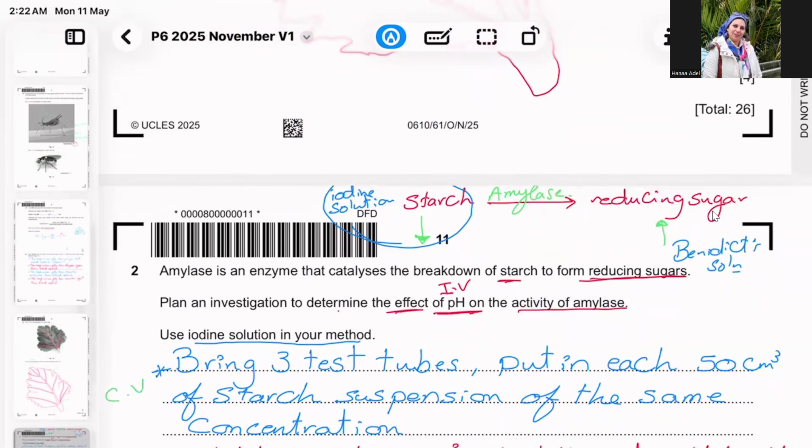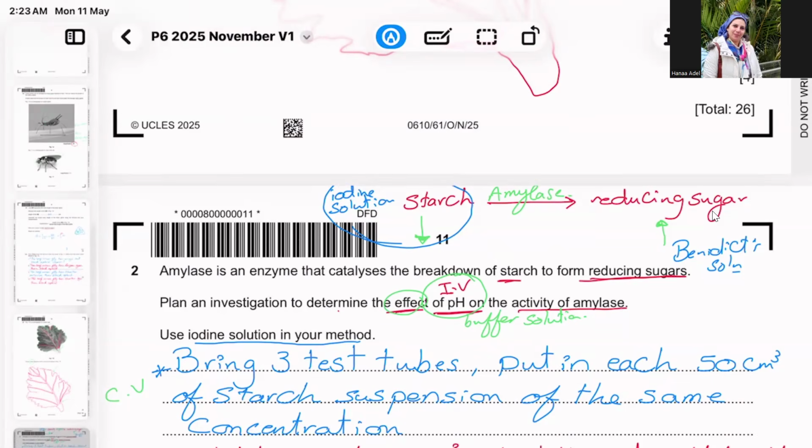So we have controlled variables. Add to each 2 cubic centimeter of different pH. So we have a very important point here. We want to change the pH. How can we change it? And how can we maintain it? By changing the pH, you can have one neutral, one acid and the third alkaline. So we want to keep the pH, so we will use something called buffer solution. So we have to use buffer solution to maintain the pH at different values.